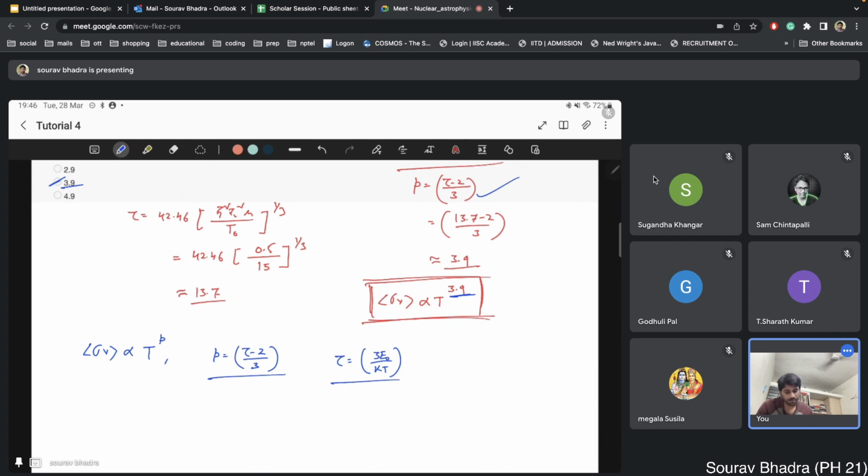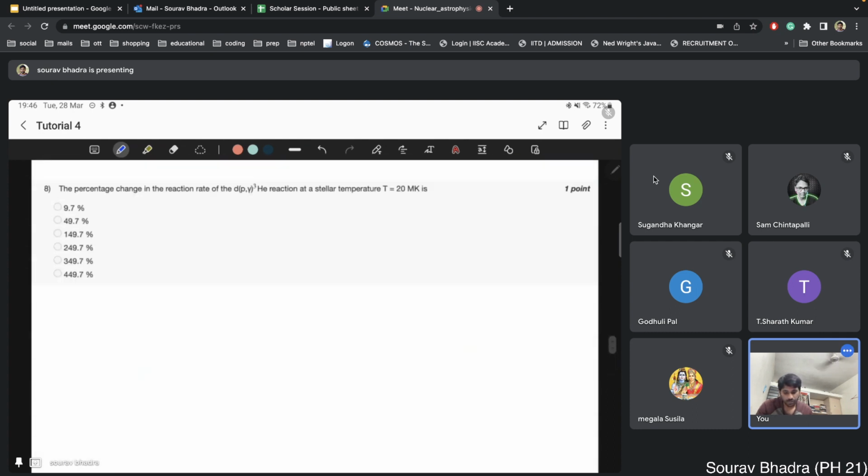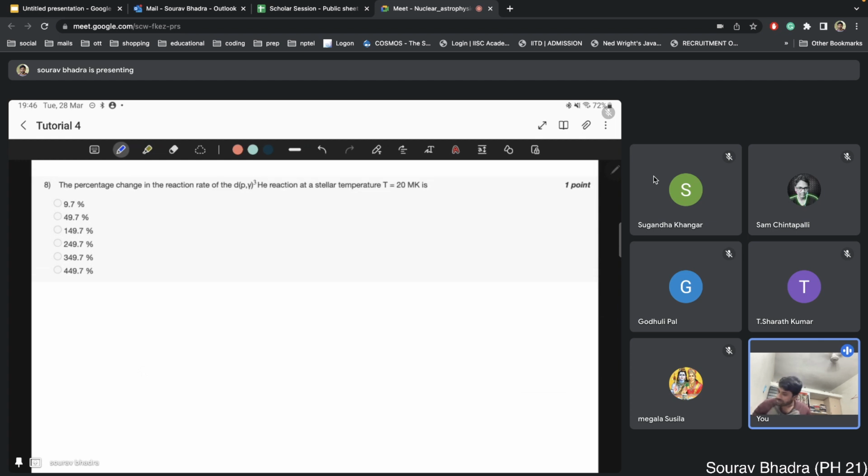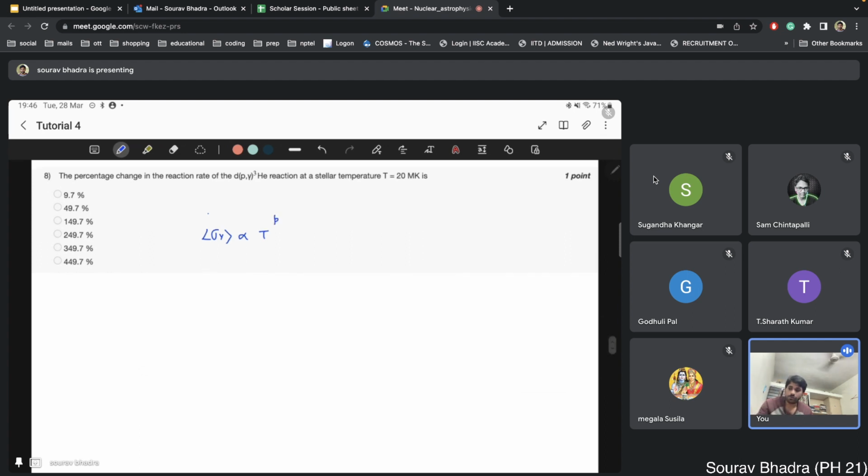or any nuclear reaction. Okay, so this was it, and now we will do that problem number 8. So here it has been asked what is the fractional change. Now I have just written that sigma v is proportional to T to the power n or p, whatever. So let me write it, p, power law index. Now sigma v proportional to T to the power p. Okay, so it is the general form.